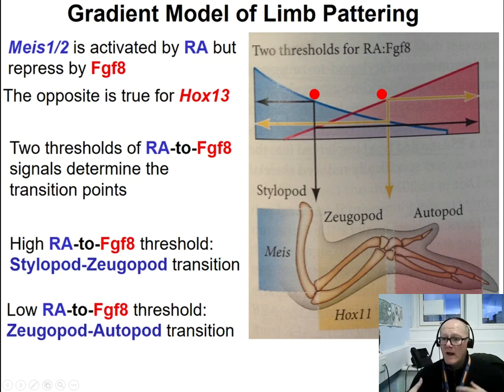So evolution can actually work on these thresholds to change the shape of limbs in different species, simply by changing the sensitivity ratio of these two threshold points.